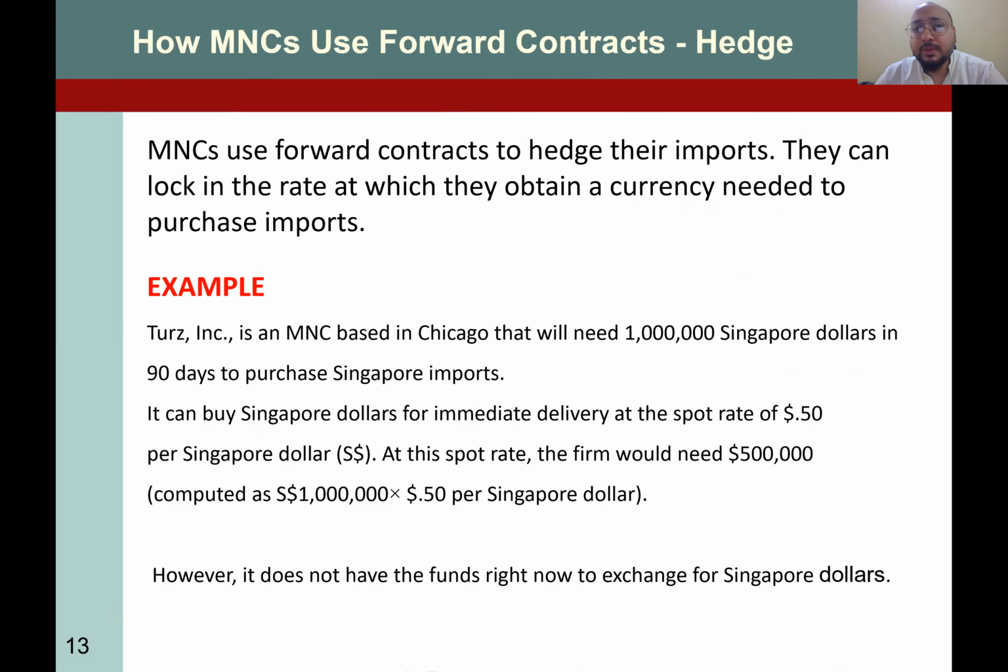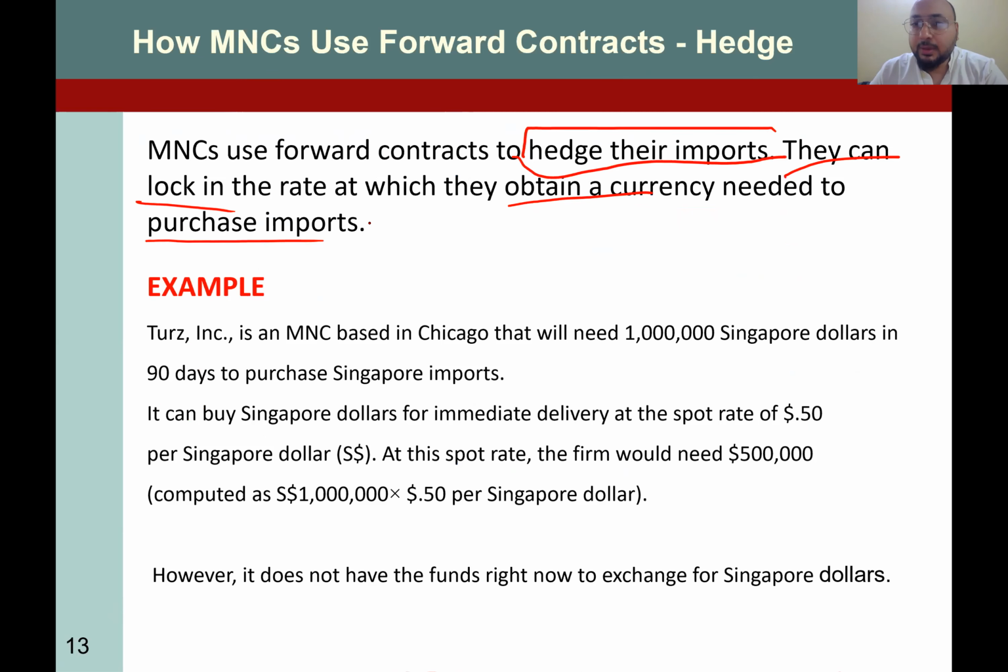So number one, how MNCs use forward contracts for hedging. MNCs use forward contracts to hedge their imports. How? They can lock. Lock means they enter into a forward contract. When the contract expires, you will be liable to deal according to the forward rate, not the market rate. Okay, forward rate. So that's why we call this, you lock. That's it. So they can lock in the rate at which they obtain the currency needed to purchase imports.